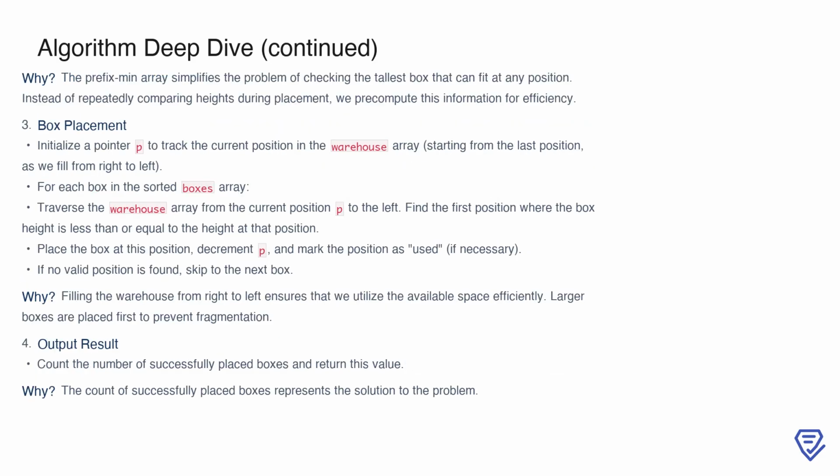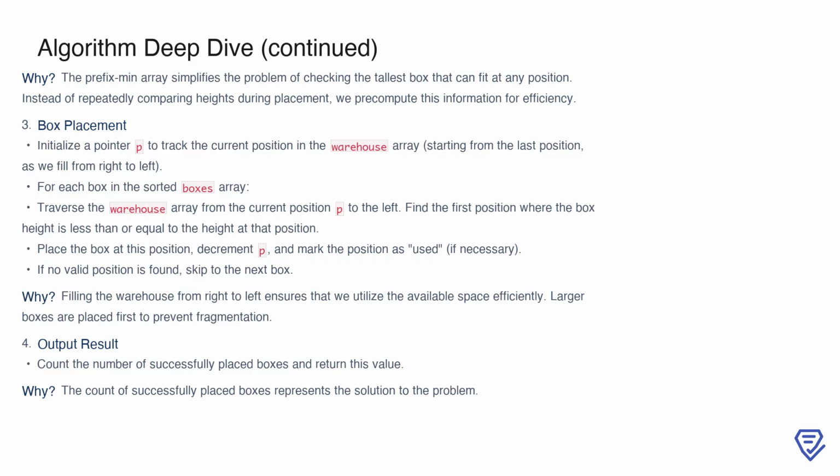The prefix min array is a powerful optimization because it pre-computes the maximum box height allowed at each position in the warehouse. Instead of repeatedly comparing heights during box placement, we can directly use this pre-computed information, significantly improving efficiency. Now, for the box placement step, we initialize a pointer p to track the current position in the warehouse array, starting from the rightmost position.